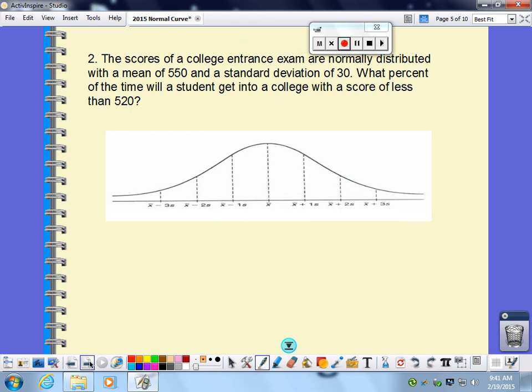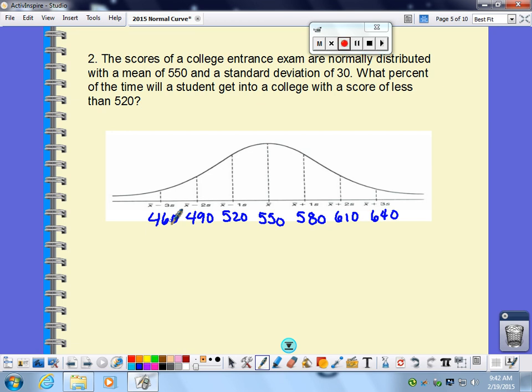All right, let's look at another example. Scores of a college entrance exam are normally distributed with a mean of 550 and a standard deviation of 30. So let's set up that curve. 550, and this time our scale is 30, so we're adding 30 each time, and then subtract 30. Okay?